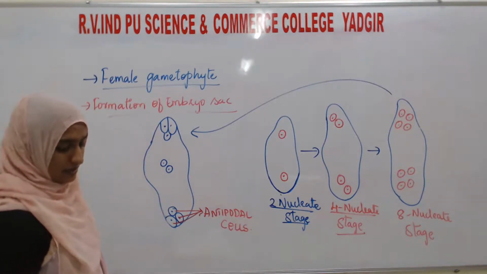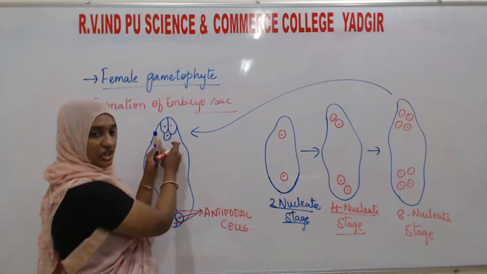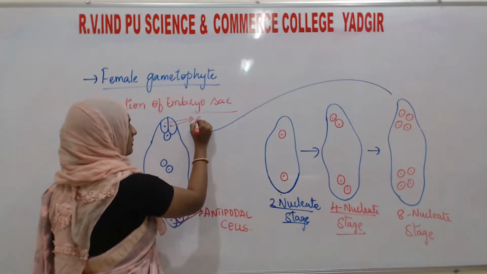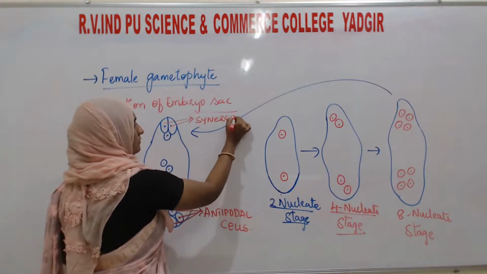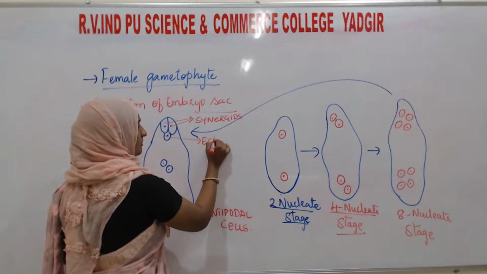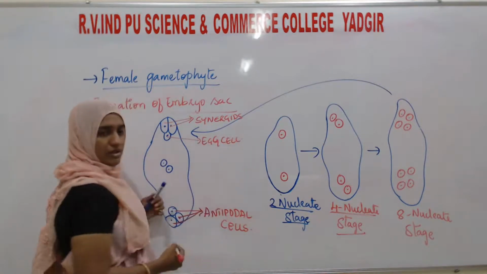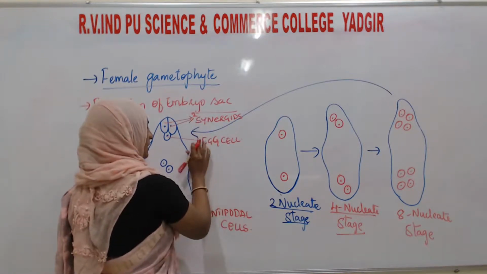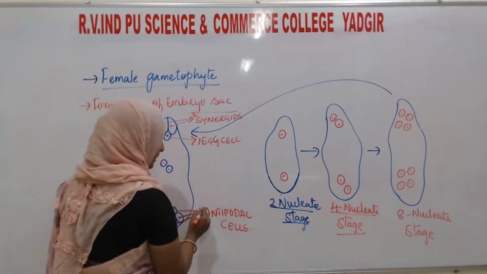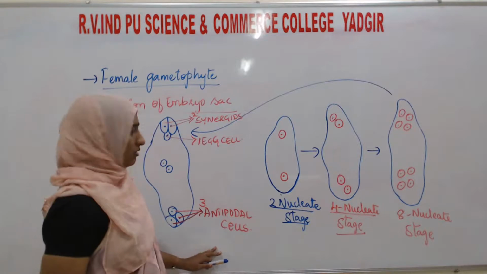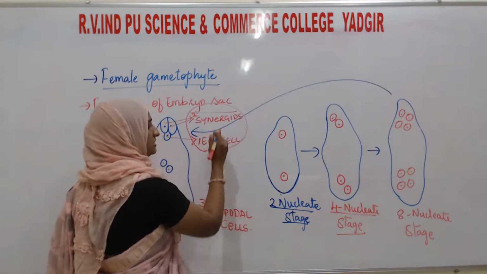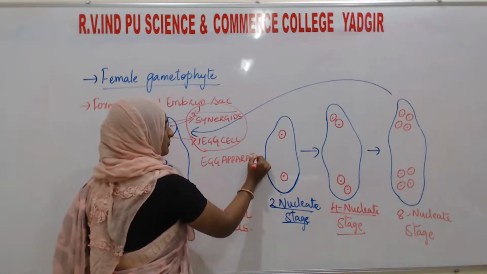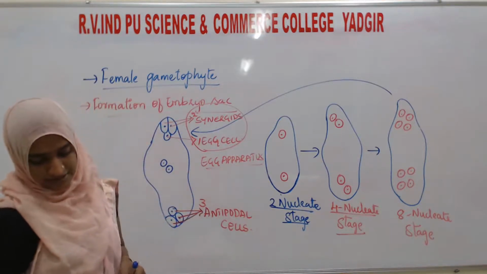Okay. Next, here in the chalazal region, there is a presence of 3 cells: 2 synergids and 1 egg cell. See here, 2 synergids and 1 egg cell, and here 3 antipodal cells are there. Altogether we can call these 2 synergids and 1 egg cell as the egg apparatus.